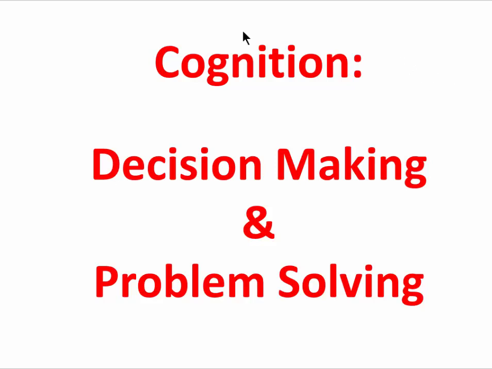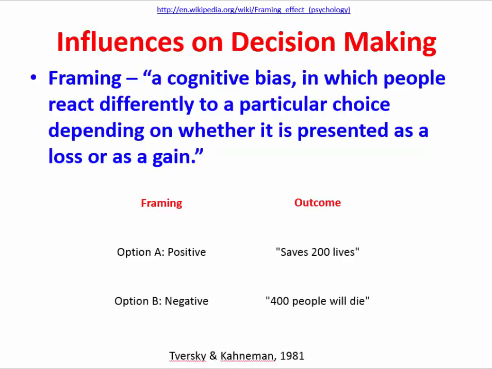Hello! Welcome to this video on cognition. Here we'll emphasize two aspects of cognition: decision-making and problem-solving. Let's begin by considering decision-making, and importantly, some influences on decision-making.